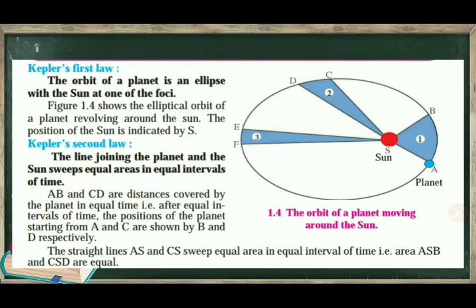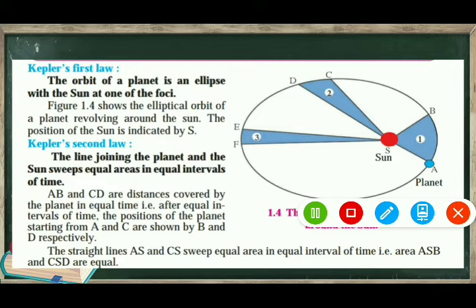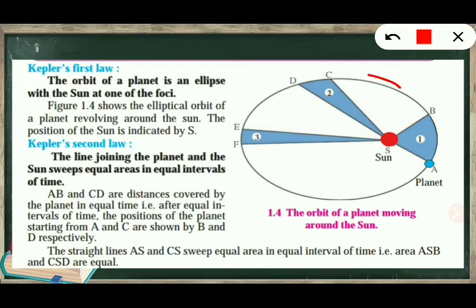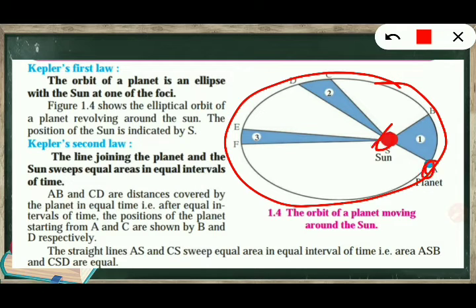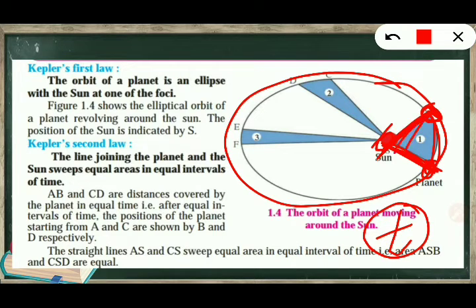Next, Kepler's second law. What does Kepler's second law tell? The line joining the planet and the sun sweeps equal areas in equal intervals of time. Let's see here. This is the ellipse, the sun is here and the planet is here, and this is the line joining the planet and the sun. Suppose we take a fixed time t, whatever it may be, one month, two months. In this time the planet will move to B, the line will come here, and this is the area swept in time t.